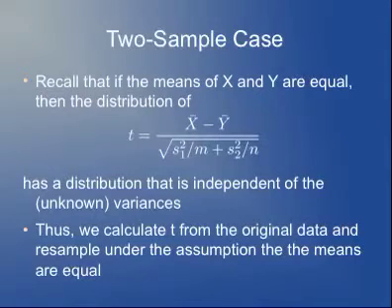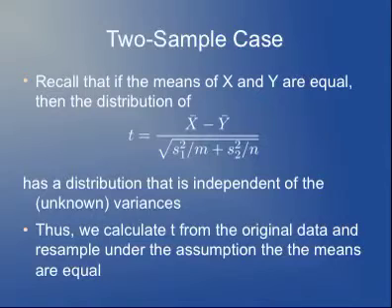And if you go look at the old slide, that's pretty close to the p-values that I got earlier. And now if we want to do this in the two-sample case, you'll recall from the two-sample t-test that if the means of x and y are equal, then the distribution of x bar minus y bar divided by the pooled standard error has a t-distribution that's independent of the unknown variances.